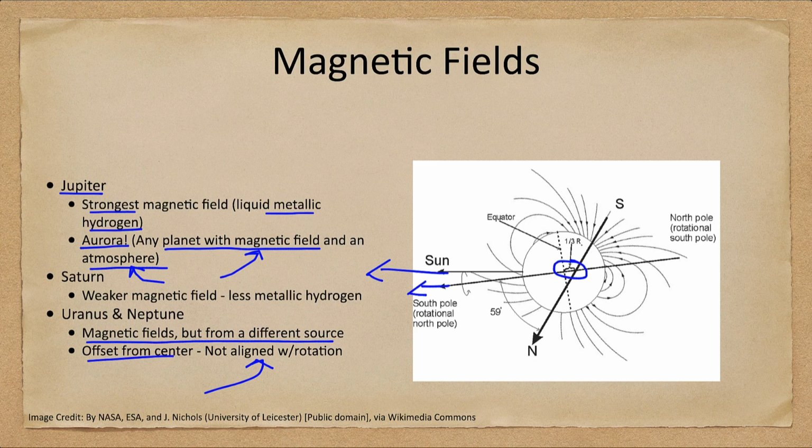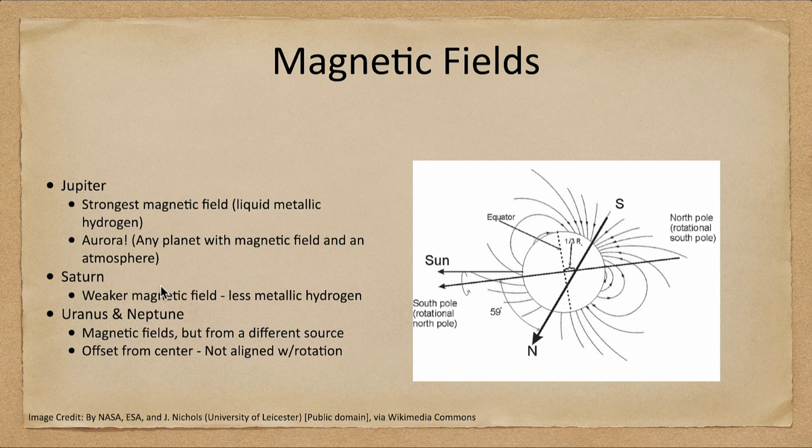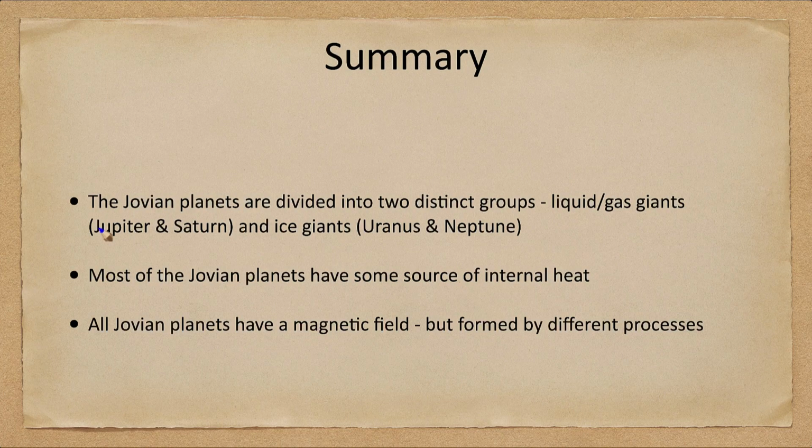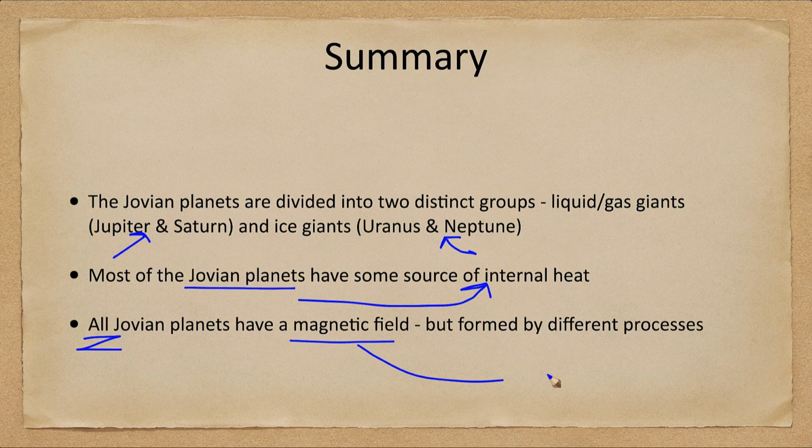So let's go ahead and finish up with our summary. What we've looked at here is the Jovian planets, and we divided them into the liquid and gas giants, Jupiter and Saturn, and the ice giants, Uranus and Neptune. We looked at the fact that most of these Jovian planets have some source of internal heat, and that all of them have some kind of magnetic field, but the processes by which they are formed is different.